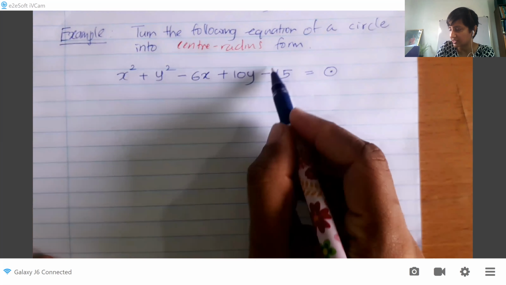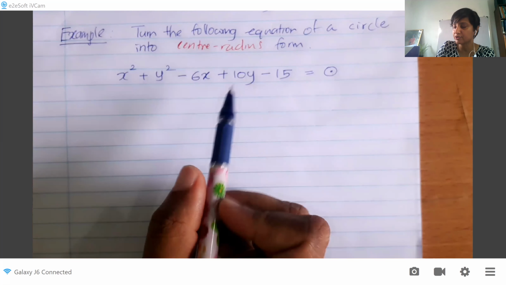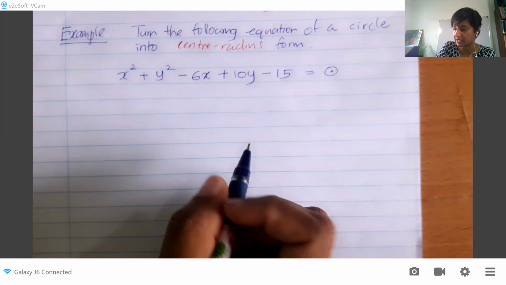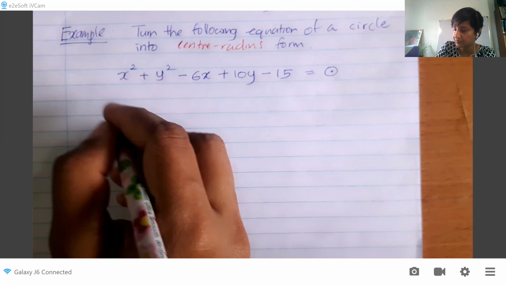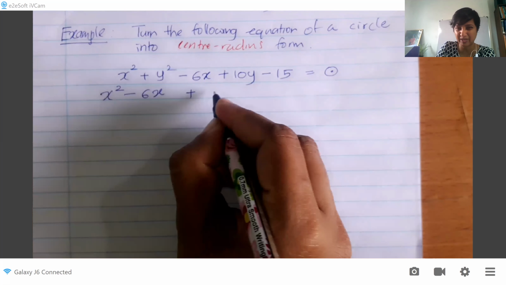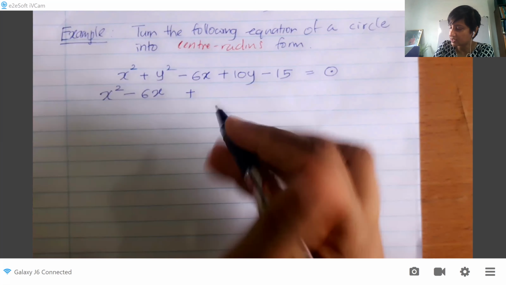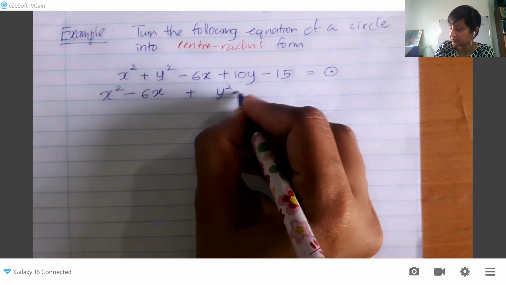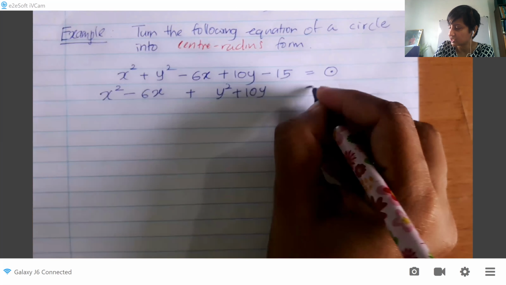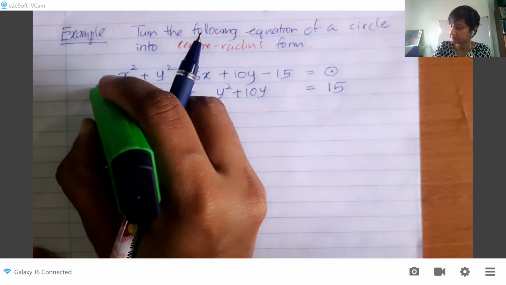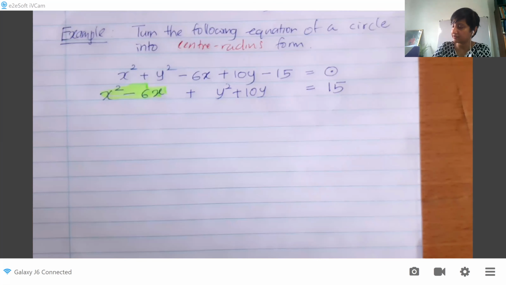And I'm going to write the x terms together and the y terms together. That's what I'm going to do in the first step. I'm going to move the number to the other side. So here I go: x squared minus 6x plus, I'm just leaving some space just for you, so that you see them separately, y squared plus 10y equals 15. So I have written the x terms together and the y terms together.